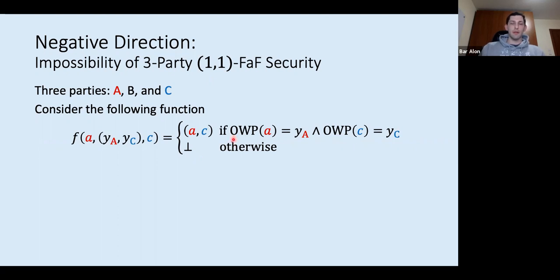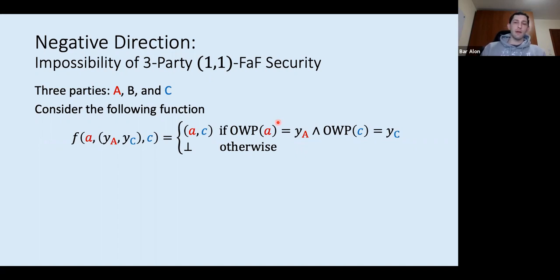So what is this authentication? What is this OWP? This OWP means a one-way permutation. A one-way permutation is a function that, first of all, is very easy to compute in one direction. So given A, it's easy to compute YA. So verifying this can be done efficiently. But doing the other way around is very hard. So if you give me only YA, I won't be able to reconstruct A. This means that B, holding YA and YC, doesn't know A and C.